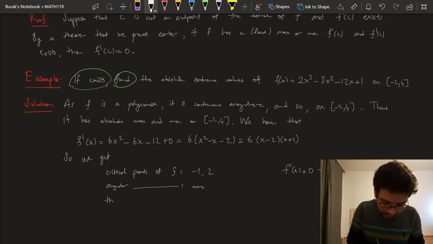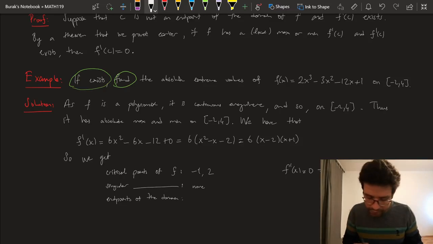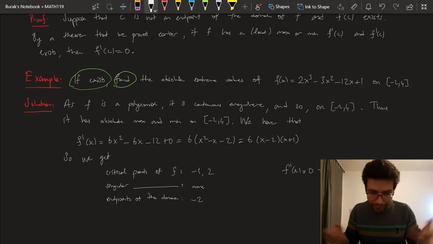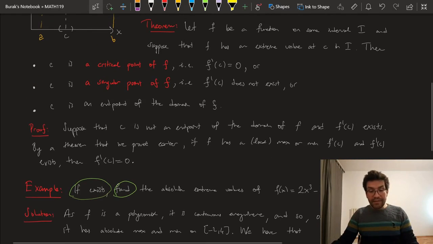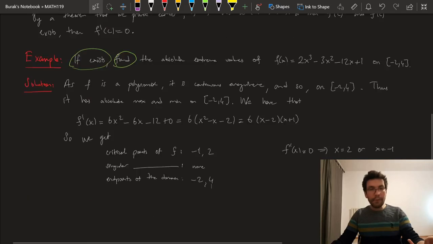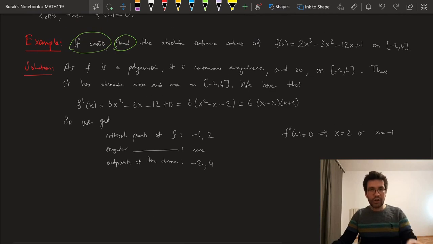And the endpoints of the domain of f. Now, I'm given two endpoints. Well, I'm always given two endpoints. It's an interval. So I have two endpoints, -2 and 4. So this theorem tells me that my absolute extreme values occur at some of these points. So I should actually just check all these points.